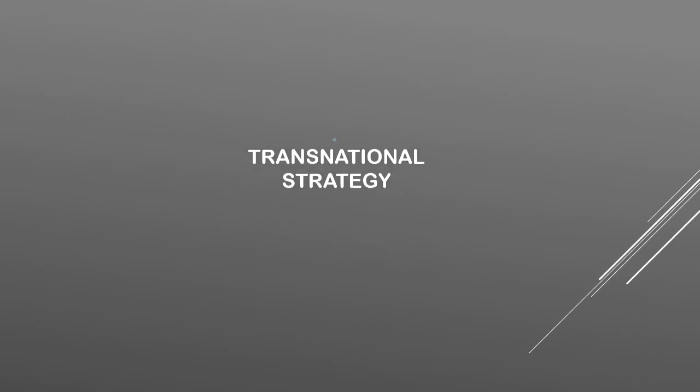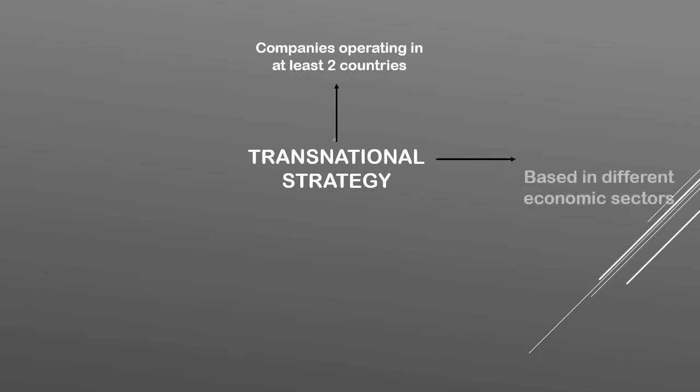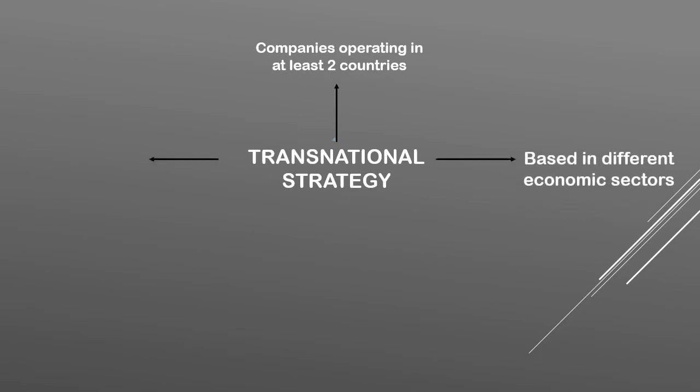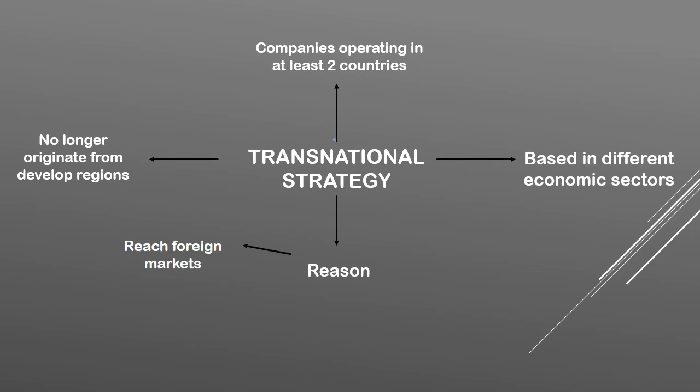Next is transnational strategy. It is companies operating in at least two countries, based in different economic sectors, no longer originated from developed regions. What are the reasons? First is rich foreign markets. McDonald's originated in the United States but has branched out their chains to almost every single country in the world to access all the markets effectively.